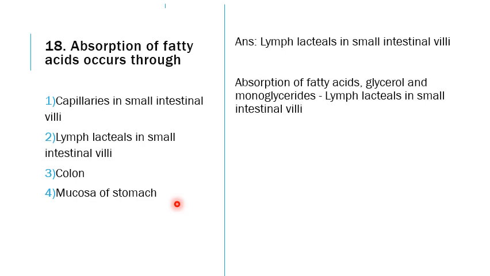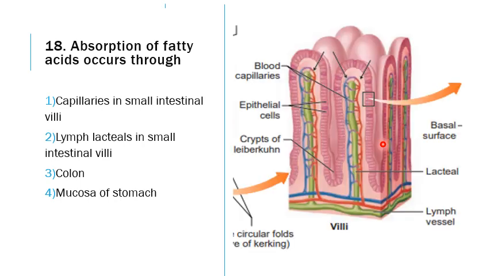If we see all the fat derivatives, the fatty acids, glycerol, and the monoglycerides, everything will be absorbed from the intestinal epithelial cell directly into the small lymph vessels called the lymph lacteals in the villi of the small intestine. All other nutrients will be entering into the small blood vessels, that is the capillaries within the epithelium of the intestinal villi. If you see the picture, this is the intestinal villi.